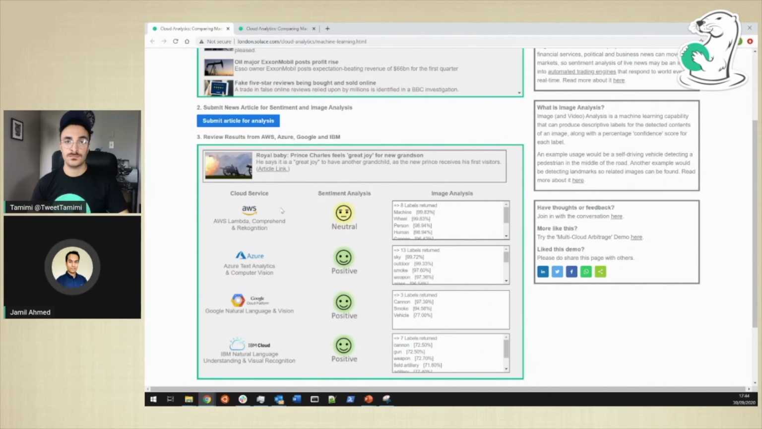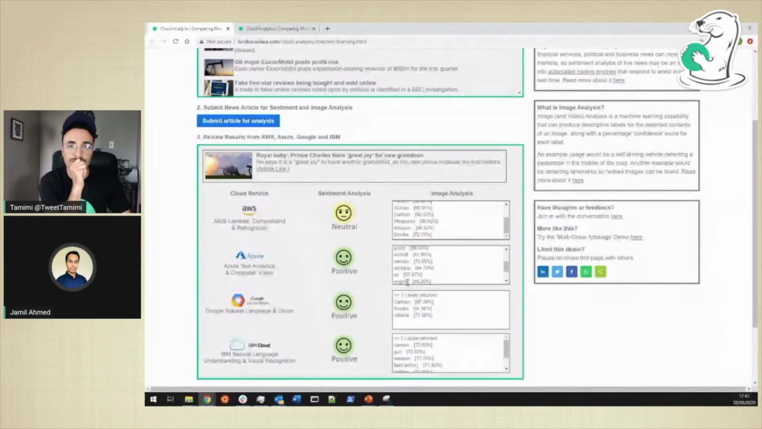But this gave a nice result because it's quite an obscure image, right? There's some artillery gun being fired in salute of the birth of a new royal baby, and you get some interesting results like, there's a machine, there's a wheel, there's a person, human, cannon, weaponry, and smoke. Okay, so near the end it's getting a bit closer to what the image actually is. You've got sky, outdoor, aircraft. Now, there's no aircraft in sight.